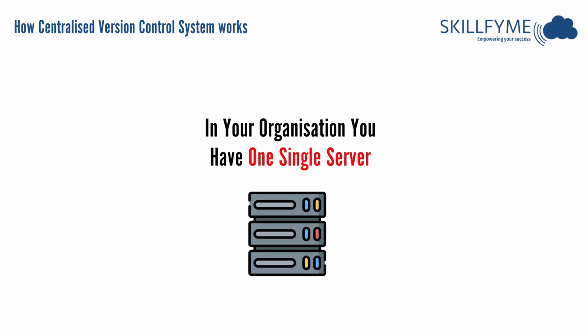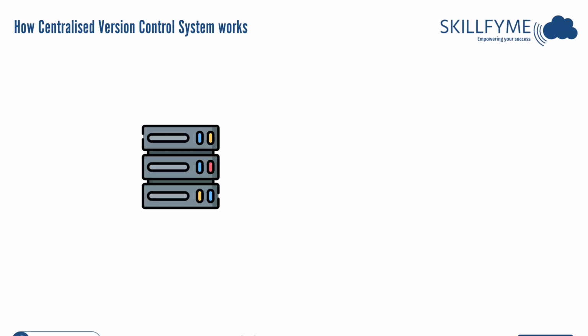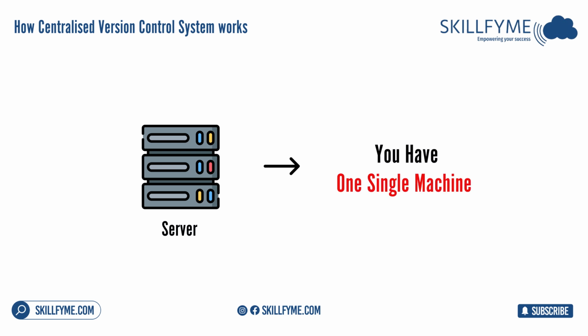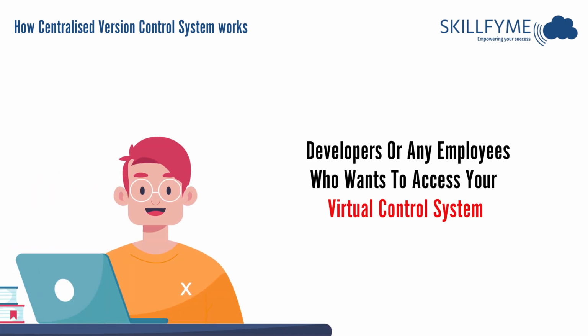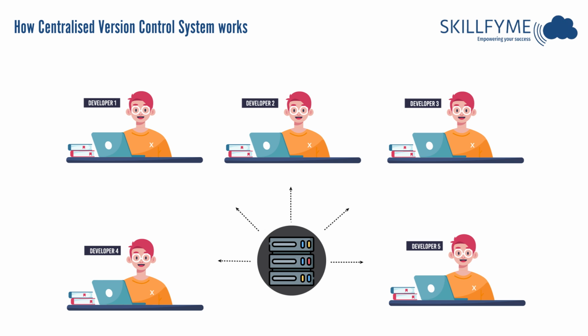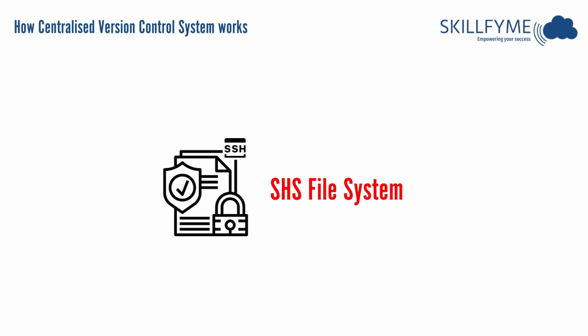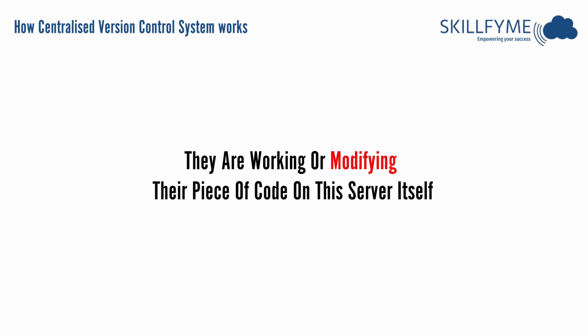In your organization, you have one single server. When I say server, you can just interpret it as a single machine where all of your code is kept. Whoever wants to access this code, those might be your developers or any employee who wants to access your version control system, connect to this machine every day, probably through SSHFS, the SSH file system, and they modify their code on this server itself.